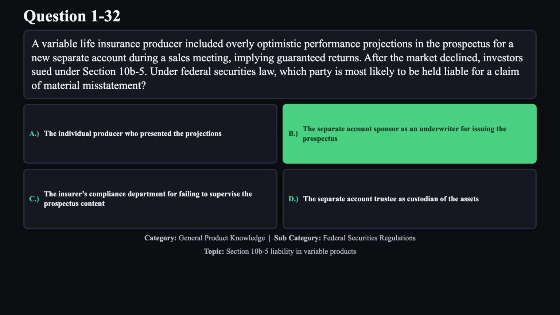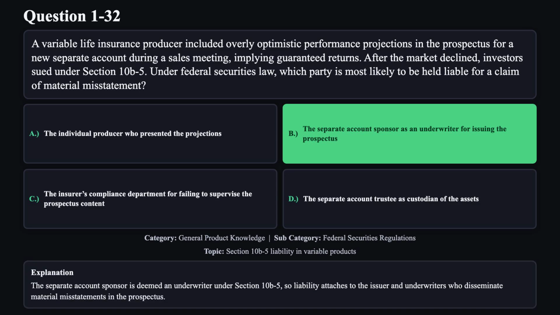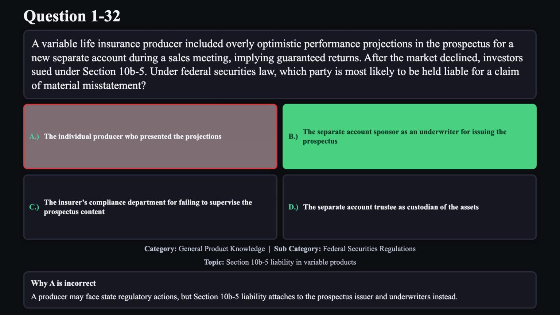The correct answer is B. The separate account sponsor is deemed an underwriter under Section 10b-5, so liability attaches to the issuer and underwriters who disseminate material misstatements in the prospectus. Reason A is not correct. A producer may face state regulatory actions, but Section 10b-5 liability attaches to the prospectus issuer and underwriters instead.